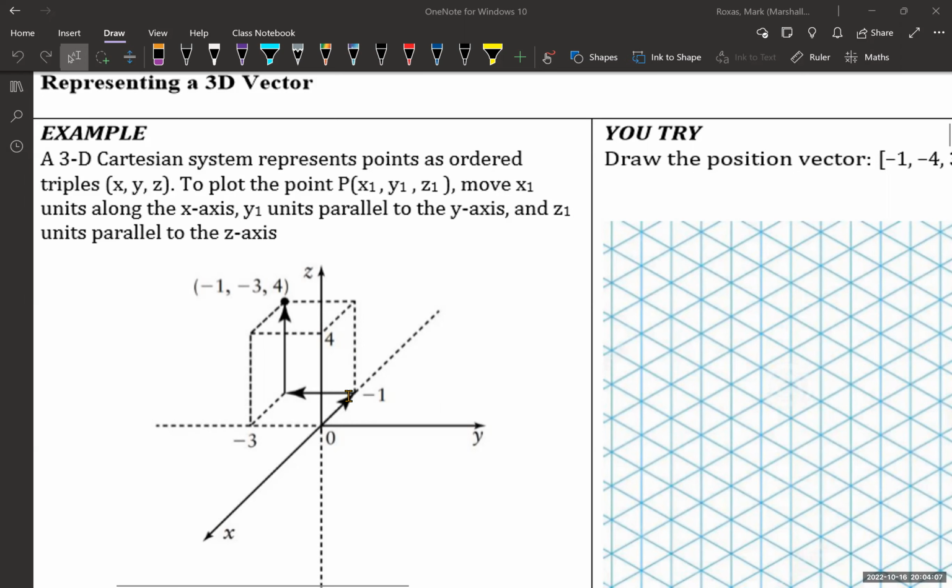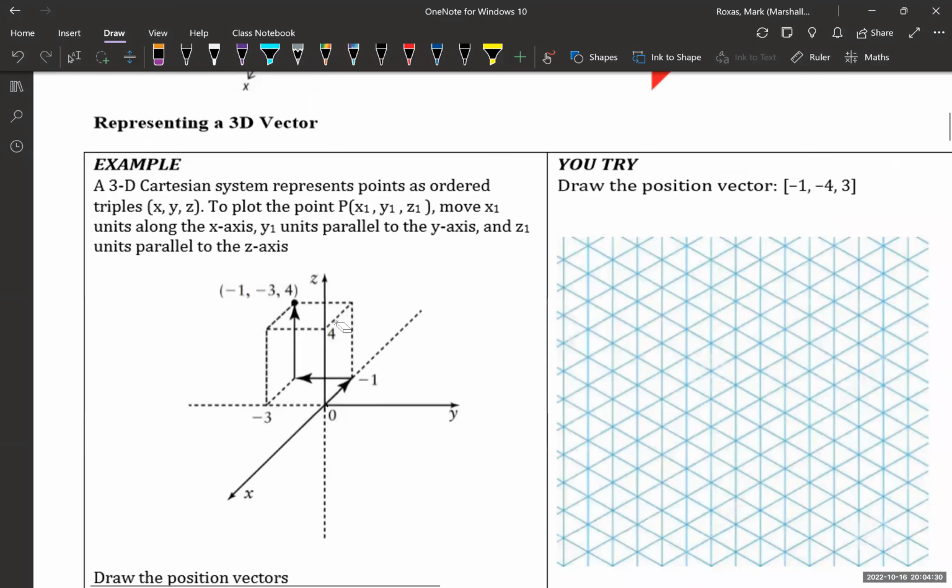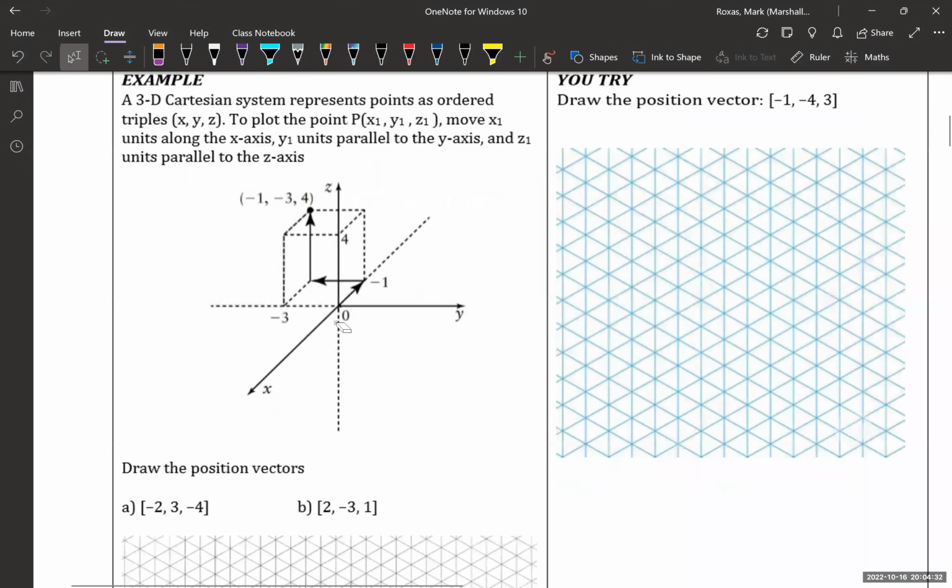So for a point such as -1, -3, and 4, we're going to go -1 along the x-axis, and then parallel to the y-axis, we're going to go -3, okay, and then parallel to the z-axis, we're going to go up 4 until we arrive at that point up there. If we're going to represent this as a vector, you'd connect it from 0 to that point as a vector, okay, but we're not in this case, we're just plotting a coordinate, all right. But what if we are going to draw vectors?